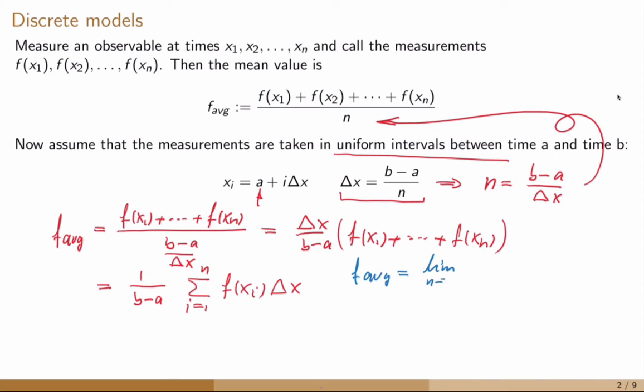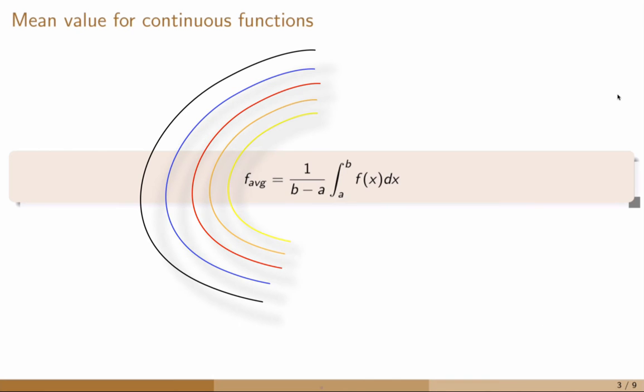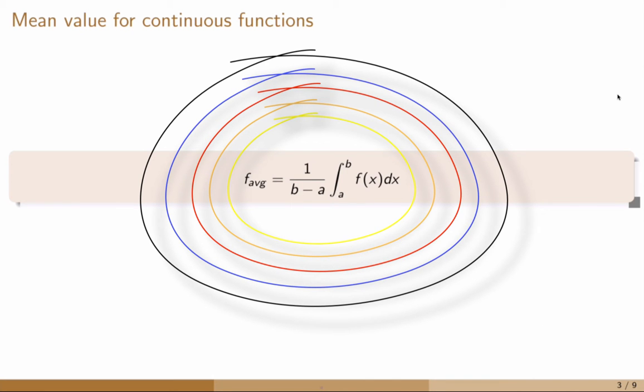Limit n goes to infinity of 1 over b minus a, sum i is 1 to n, f of xi delta x. And 1 over b minus a is just a factor, and the rest is a Riemann sum which converges to the integral. So we get 1 over b minus a, integral from a to b, f of x dx. This is a cool formula. So let's write it down on the next slide. So the average is 1 over b minus a, integral from a to b f of x dx.